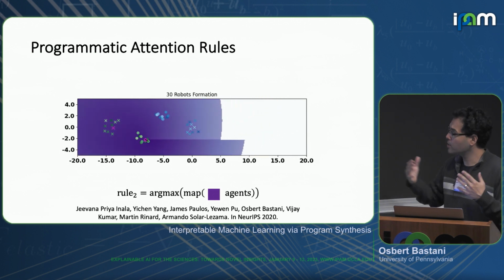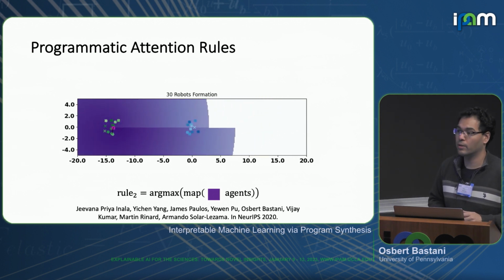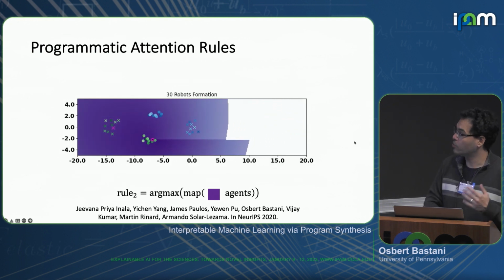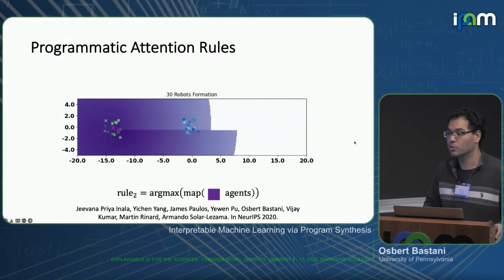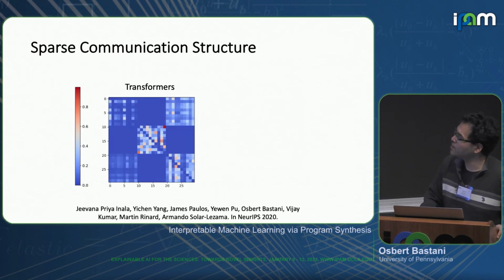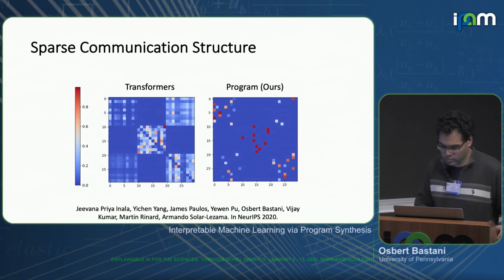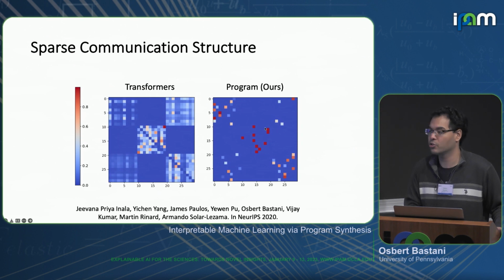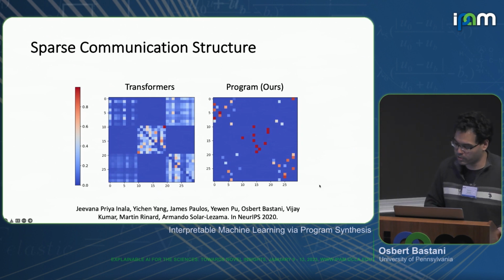As you can see, you get these really nice interpretable communication policies out of the synthesis algorithm, and you can understand what the agents are doing in order to solve the task. One last thing to note is we also get these nice sparse communication structures. If you look at the transformer, even if you threshold the attention, you have very dense communication, but using our programs, each agent is only talking to a very small number of other agents.